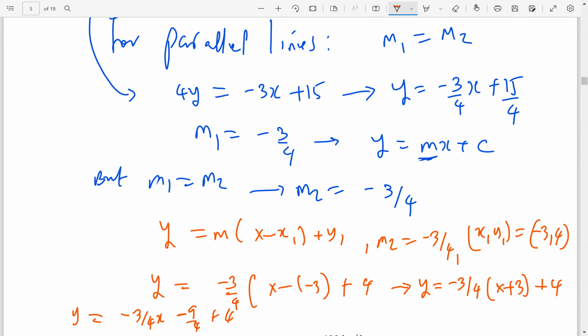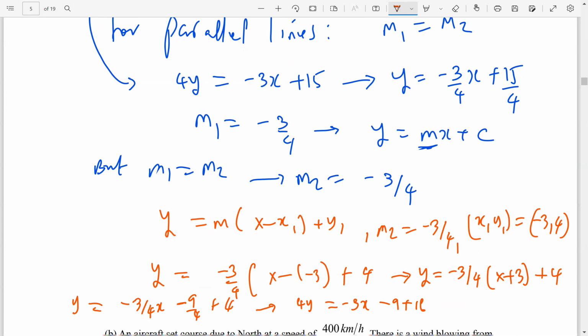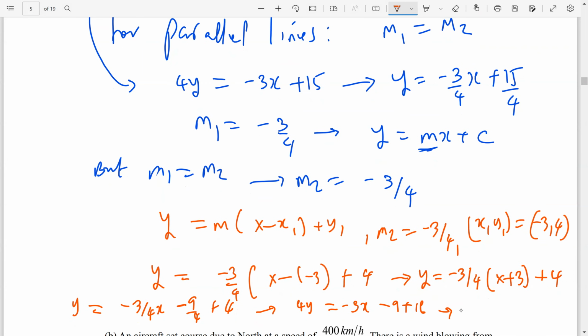So you can multiply by 4 throughout. When you do that, you get 4y equals negative 3x minus 9 plus 16. So 16 minus 9, you get 7. So the last equation we get here, dear students, is 4y plus 3x equals 7. So this is our final equation.